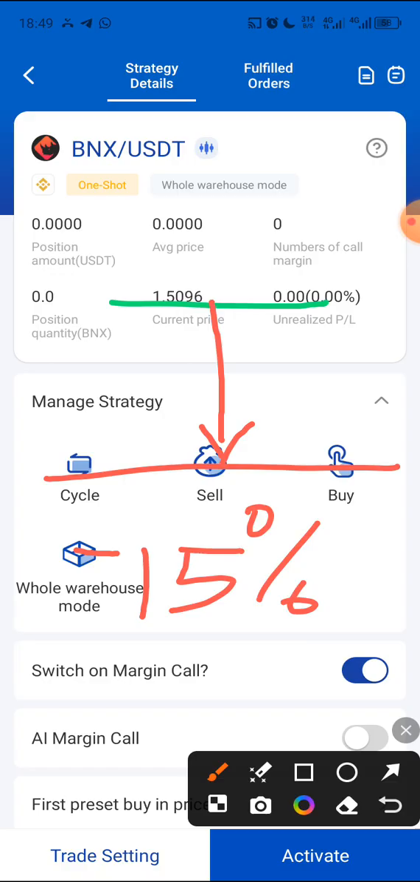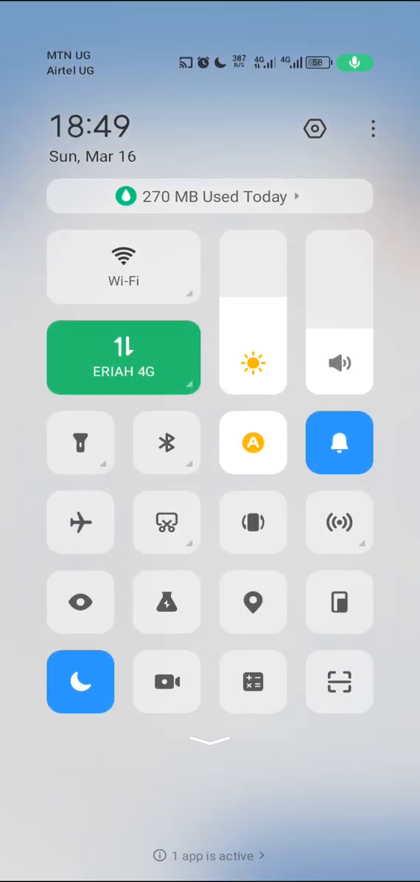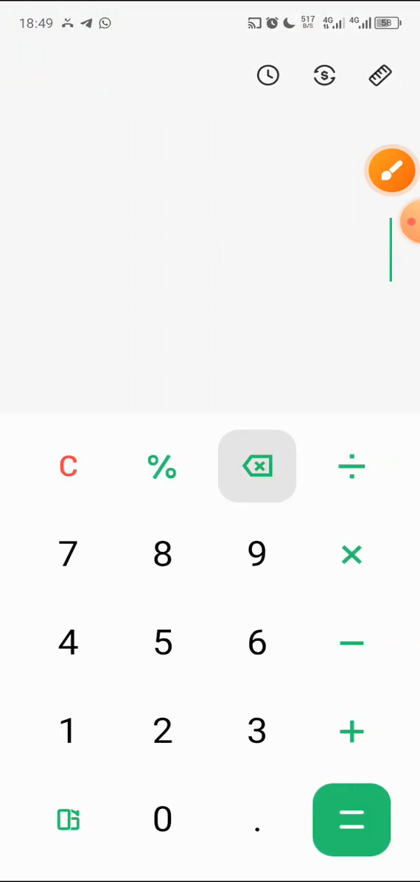You go to your calculator and say 15% divided by the number of margin calls you want your robot to buy. Okay? In this case, we are focusing on the first 4 margin calls. The reason being that the first 4 margin calls will be sold at once, giving us a chance to compound our money.